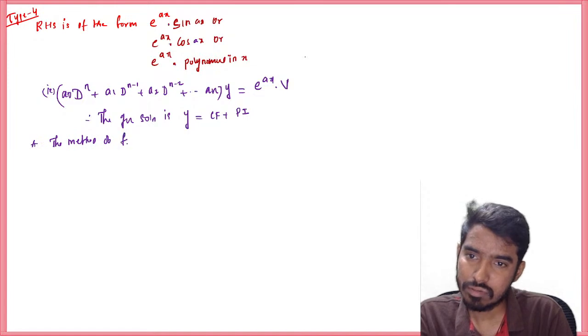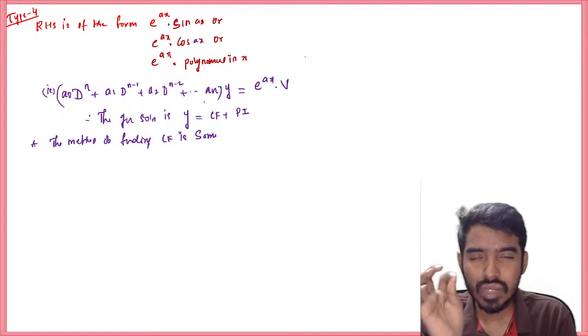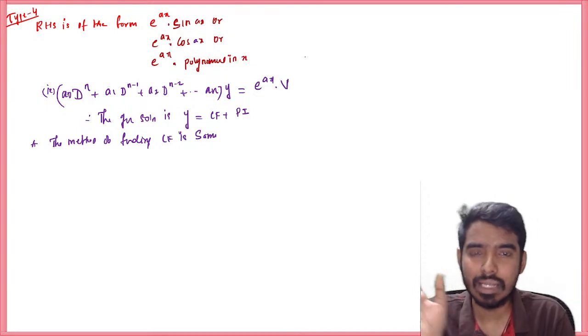The method of finding CF is the same, right? That is, you find the auxiliary equation and find the roots. Now you have to understand this single step. Then the problem is very easy.